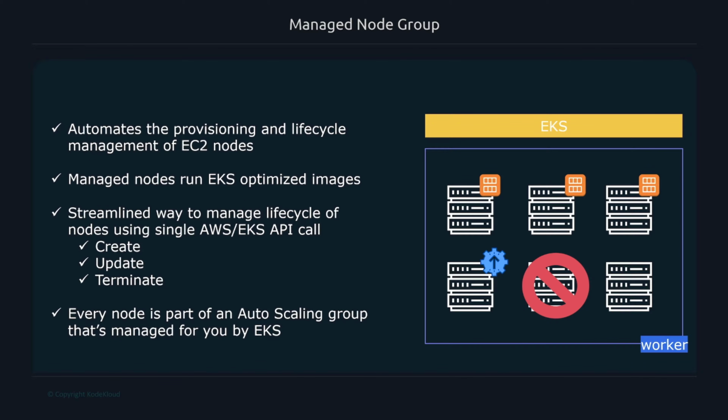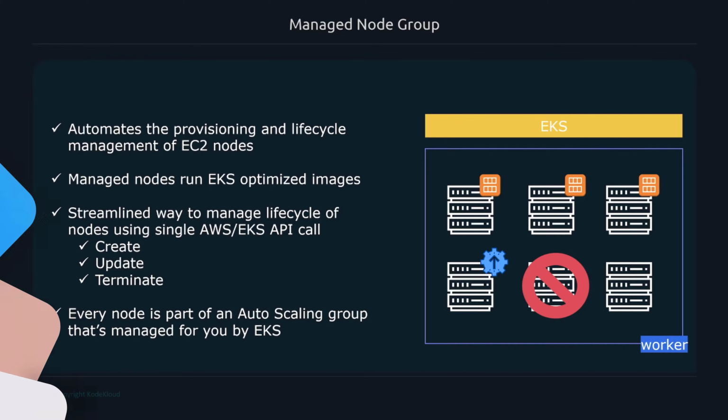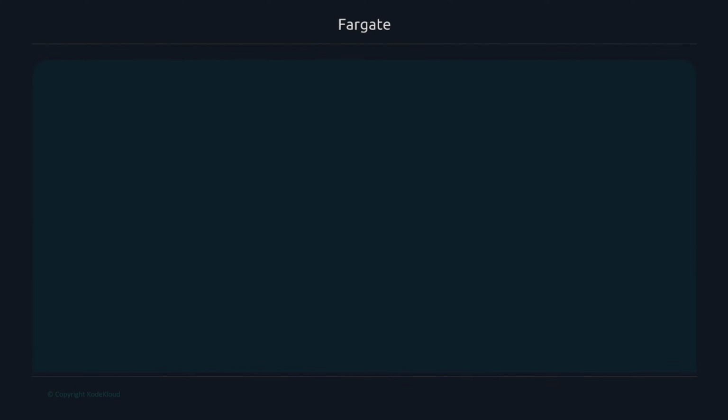So managed node groups are still managed by you, but AWS and EKS are going to provide tools to make it a little bit easier to manage the lifecycle. So creating, updating, and terminating these servers will be a little bit easier than you doing this all by yourself using self-managed nodes. The final method for deploying worker nodes in an EKS environment is by using Fargate.